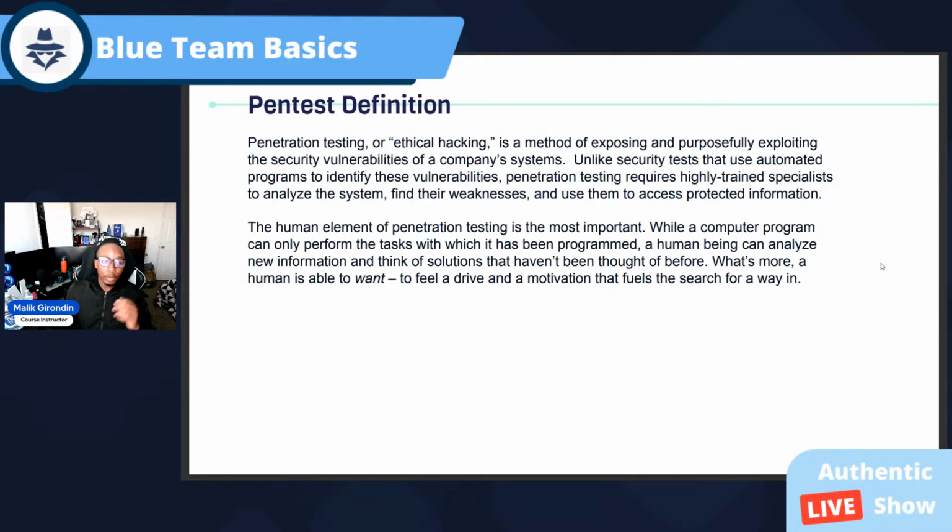Okay? And look at this point right here. And that's analyze. They're analyzing the systems. There's many, and that's what we're gonna show you at the end of this course. We're gonna analyze Blue. It's a Windows 7 system. We're gonna analyze that. We're gonna find the weakness. We're gonna try to crack it. We're gonna try to root it. Use them to access protected information.